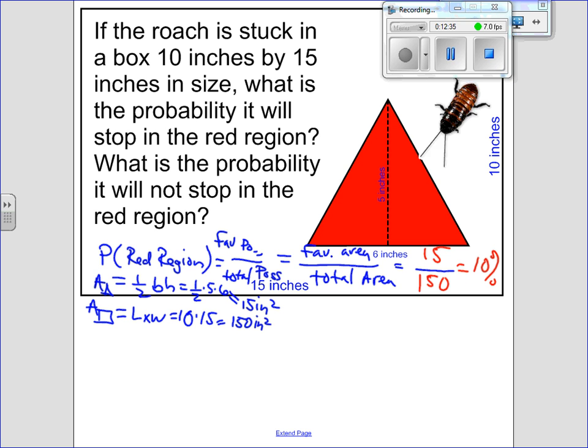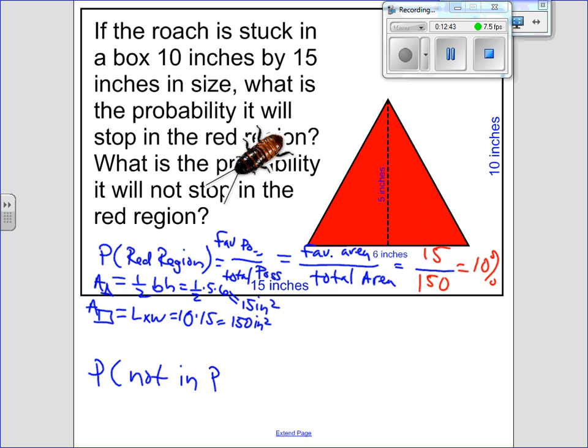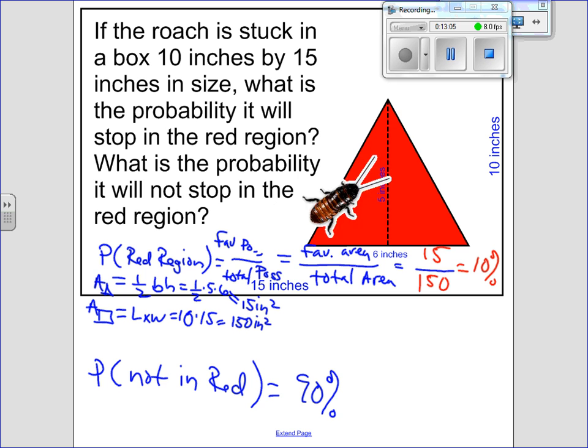Okay. And that's a little easier question now that we know the probability of stopping in it. What's the probability of not stopping in it? What would that be? Yes, sir. 90%. And how did you get that? You just knew it, right? What's the percent of the total on anything? 100%, right? And so the formula for not is always written as 1 minus the probability of it happening, okay?